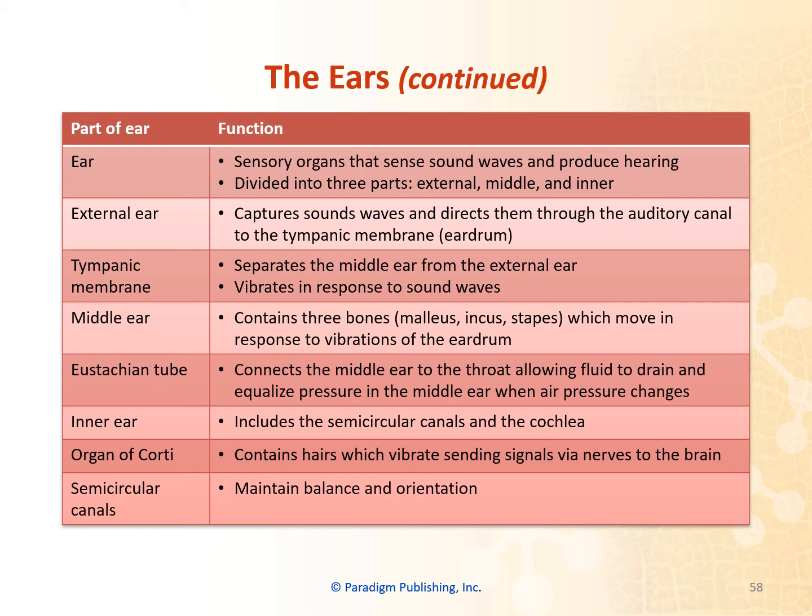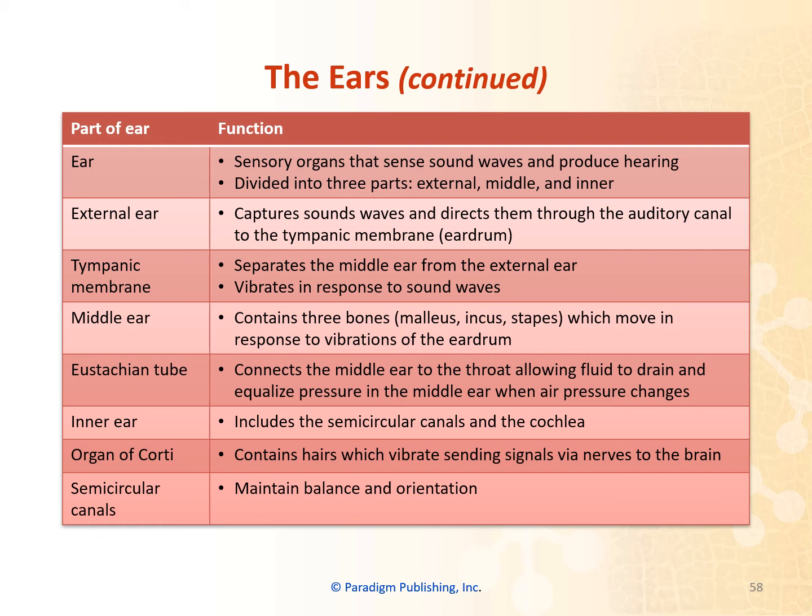The external ear captures sound waves and directs them through the auditory canal to the tympanic membrane or the eardrum. The tympanic membrane separates the middle ear from the external ear, and it vibrates in response to sound waves. The middle ear contains 3 bones, which move in response to vibrations of the eardrum. The eustachian tube connects the middle ear to the throat, allowing fluid to drain and equalize pressure in the middle ear when air pressure changes.